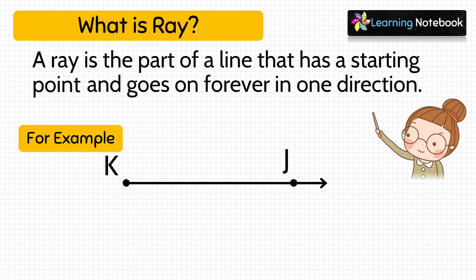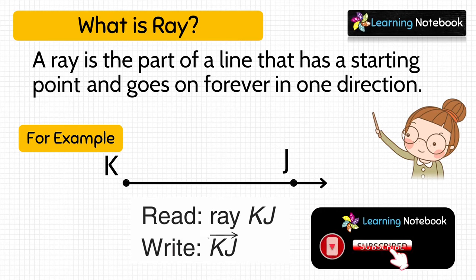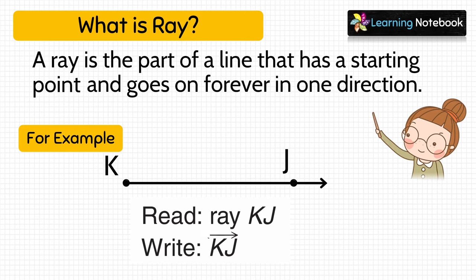Now, let me show you how to read and write ray. We will read the starting point first. So, it will be read as ray KJ. Thus, students, there is only one way to read ray. That is by reading the starting point first. And now, how to write it? We will write it KJ with a small ray drawn over it.